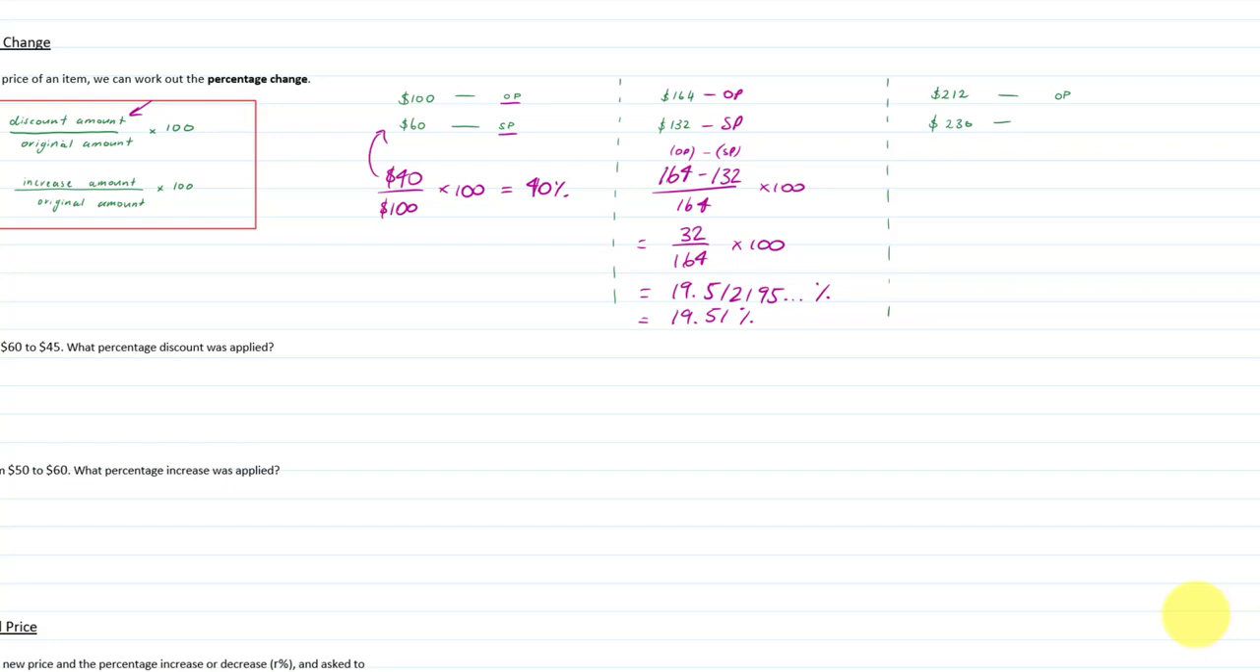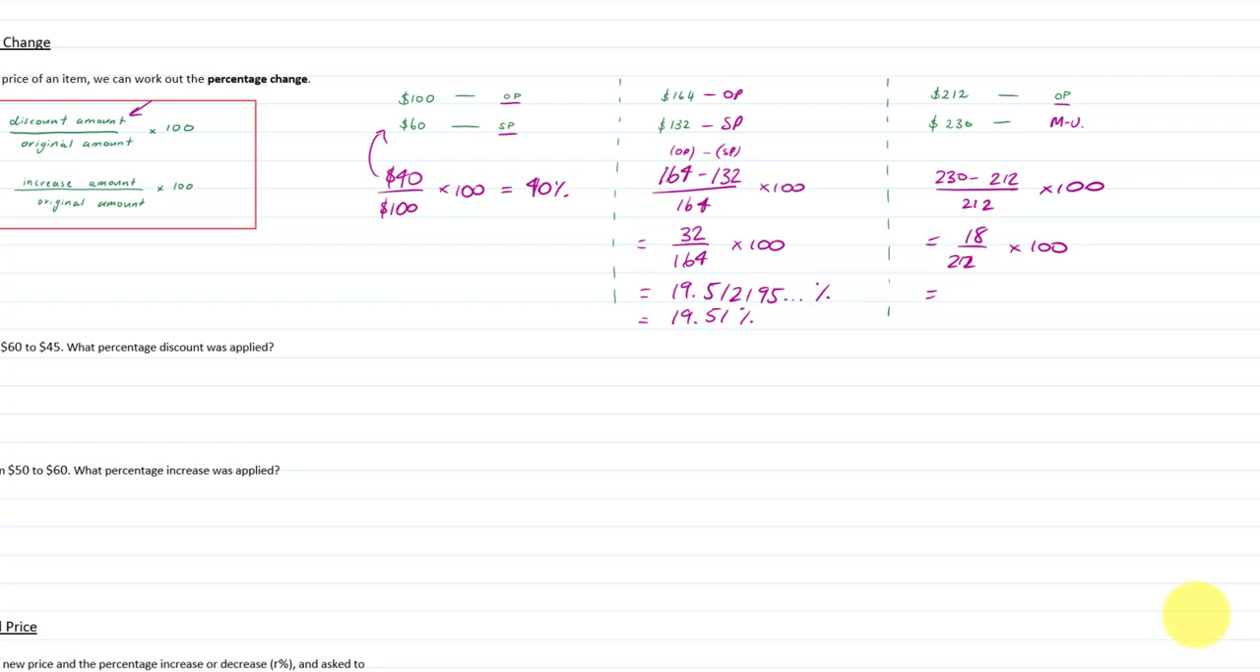Now I've got a second question where I've got an original price of $212 and then a markup to $230. So I need to calculate what that markup is worth, what percentage markup it is. So again, I'm looking for that increase amount, and the increase amount will be my markup, 230 minus my original price, 212, divided by my original price, which is 212, and times by 100. Now this is equal to, I'll do the calculation, it's 18 over 212 times by 100. And I can do that on my calculator as well. 18 divided by 212 times 100.